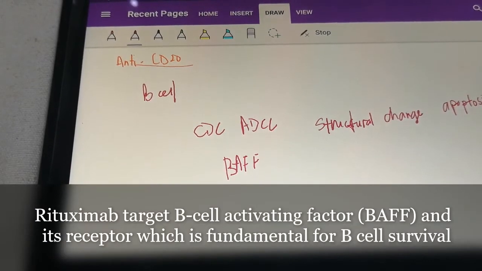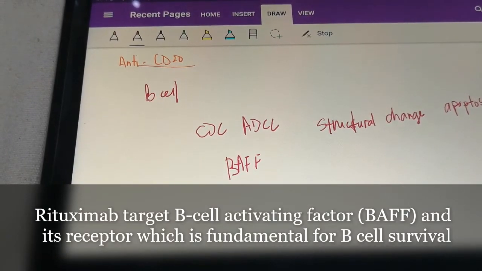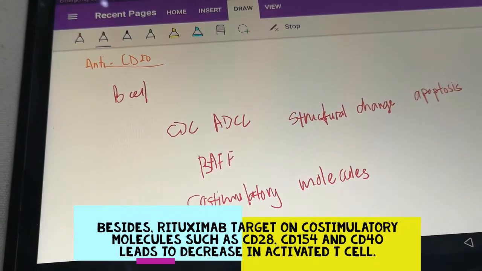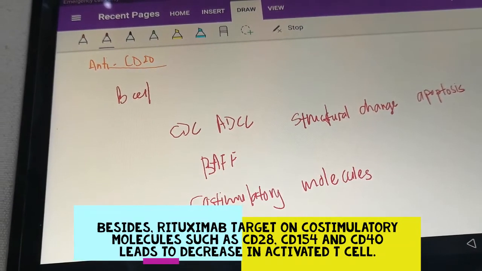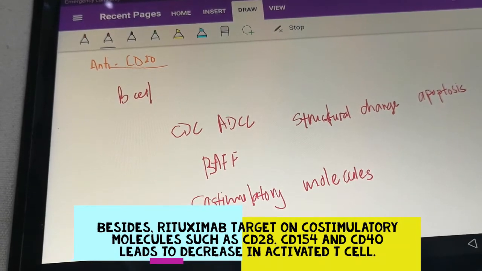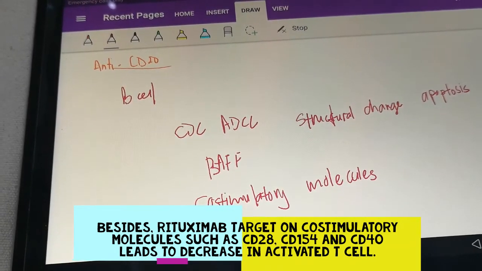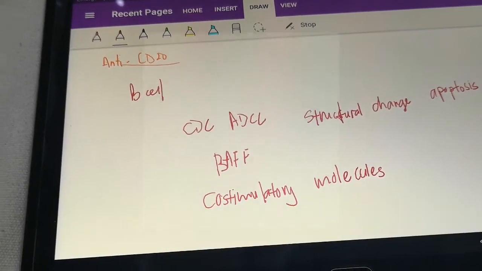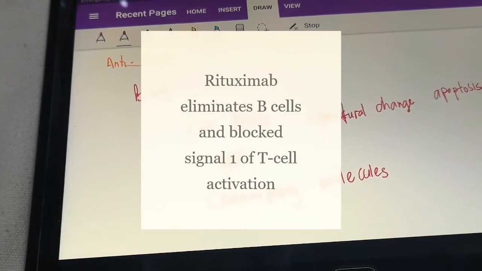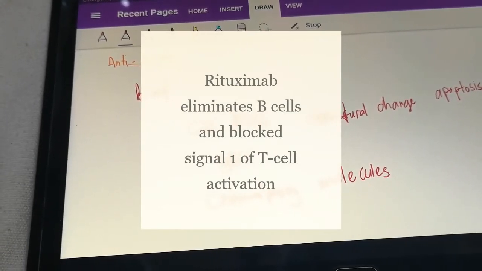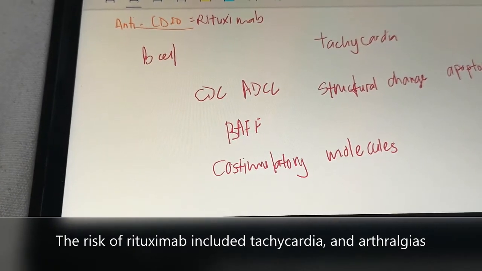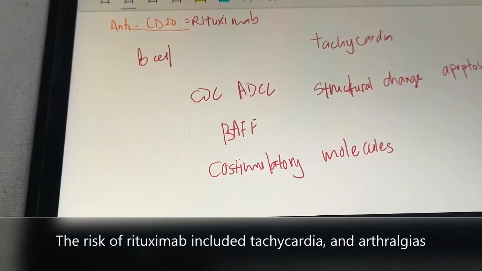The antibody also targets B-cell activating factor BAFF and its receptor, which is fundamental for B-cell survival. Besides, anti-CD20 antibody targets costimulatory molecules such as CD28, CD154, and CD40, leading to a decrease in active T cells. Anti-CD20 antibodies remove the B cell and block signal 1 of T-cell activation. The risk of using anti-CD20 antibody is tachycardia.